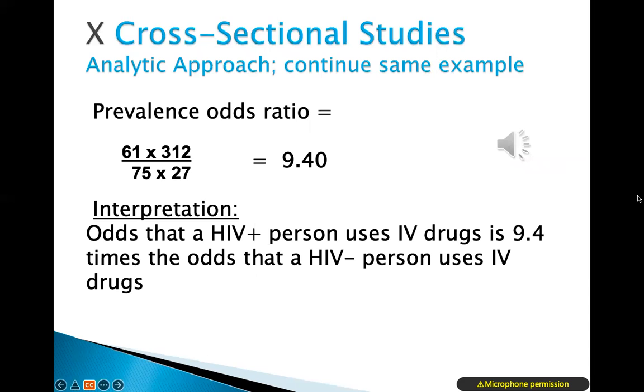This slide just works out the number, and the interpretation again is careful. The odds that an HIV positive person uses IV drugs is 9.4 times the odds that an HIV negative person uses IV drugs. What again we are avoiding is making any stronger statement that would suggest that there's a causative relationship between drug use and HIV status.